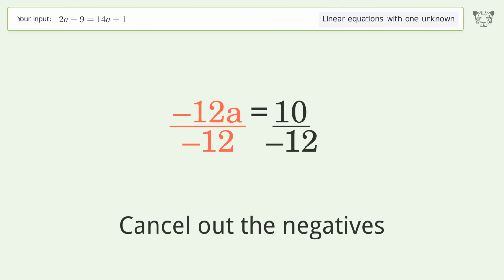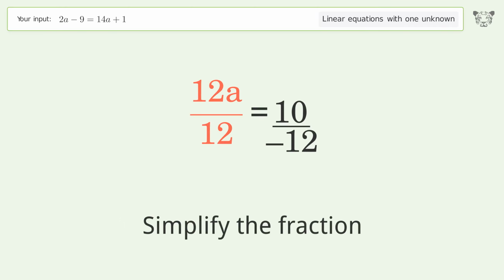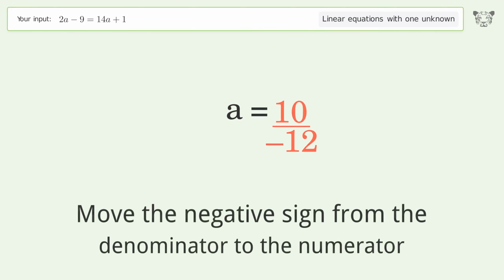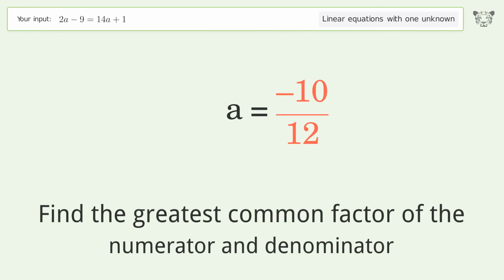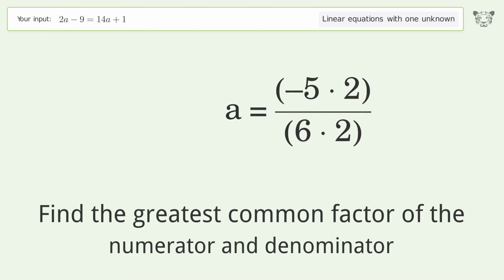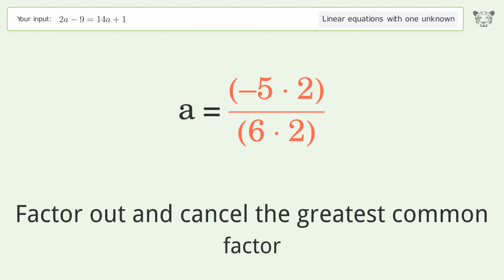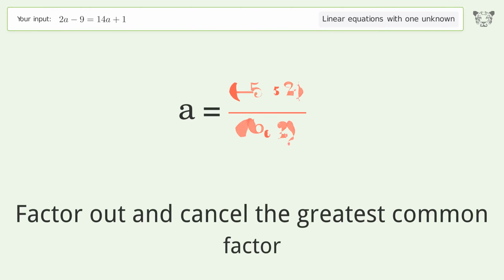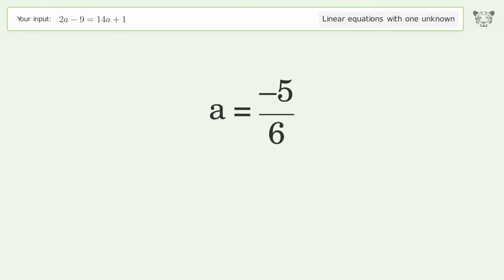Cancel out the negatives. Simplify the fraction. Move the negative sign from the denominator to the numerator. Find the greatest common factor of the numerator and denominator. Factor out and cancel the greatest common factor. And so the final result is a equals -5/6.